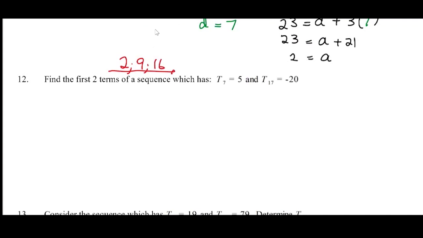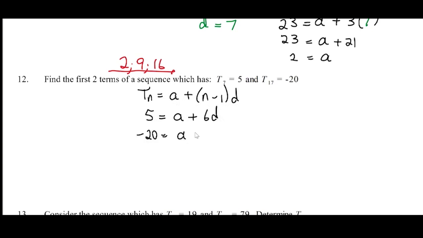This time we've got T7 is 5 and T17 is minus 20. Well, here's the formula. So 5 will equal A plus 6D, and minus 20 will equal A plus 16D. Let's subtract them. This is number 1. This is number 2. 5 minus minus 20. I'm going number 1 minus number 2.